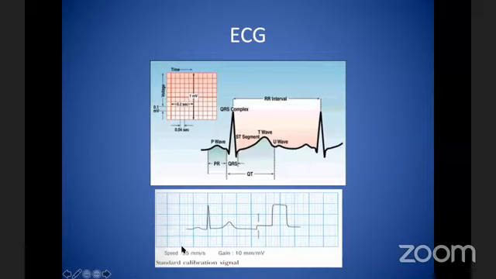So 5 squares, 1, 2, 3, 4, and 5. 5 large squares equals 1 second. One large square is 0.2 seconds. Something to remember, okay?